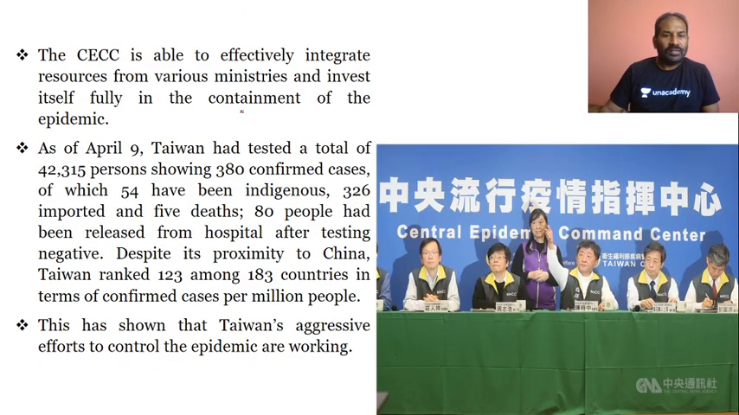And then the central epidemic command center, what is the job of it? It effectively integrates, so you can take it as the fifth one, it effectively integrates resources from various ministries. That is what you were asking about, Pratham.